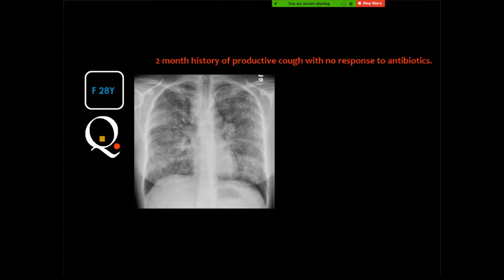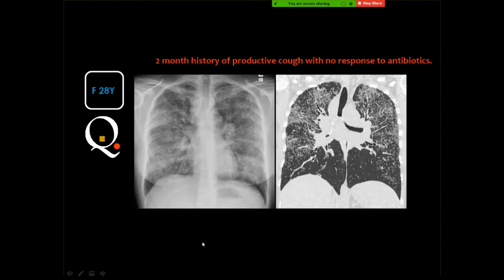There is reticular nodular shadowing in both lungs and no response to antibiotics. This may be interstitial pneumonia. Eosinophilic? Acute eosinophilic pneumonia? No, too much. It's cryptogenic organizing pneumonia. Yes, cryptogenic organizing pneumonia. Here's a local sign.